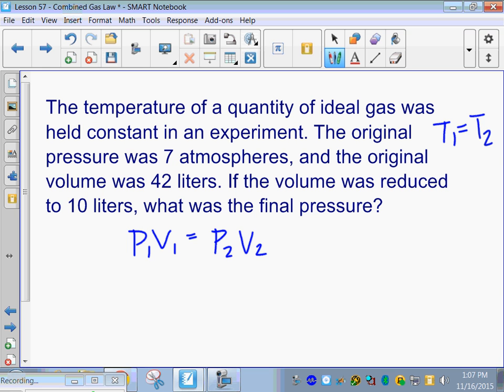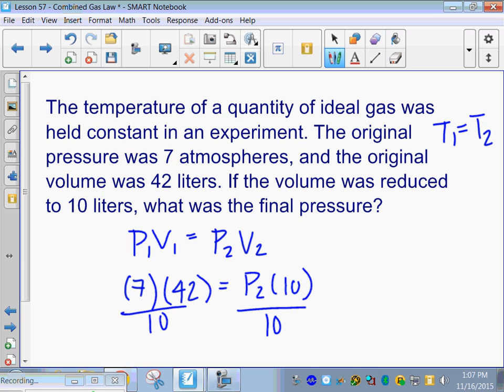The original pressure was 7 atmospheres, and the original volume was 42 liters. If the volume was reduced to 10 liters, what would the final pressure be? Again, I just have to divide by 10. I'm going to have 7 times 42 divided by 10, which gets me 29.4. We're talking atmospheres, so ATM.